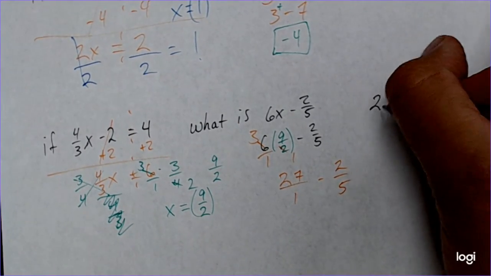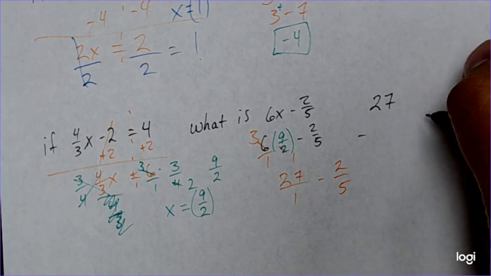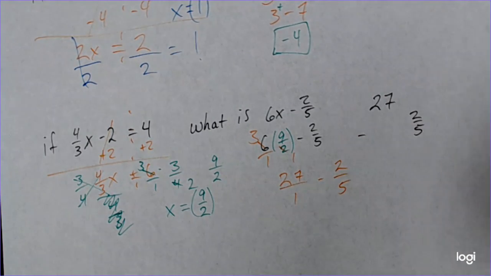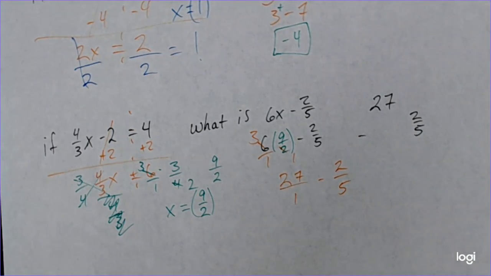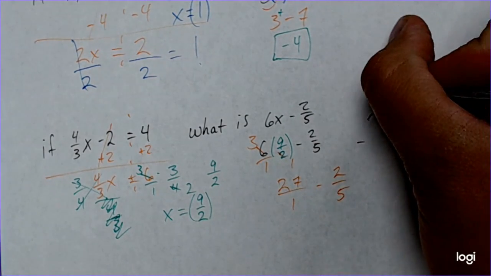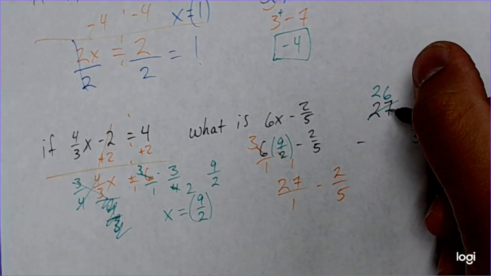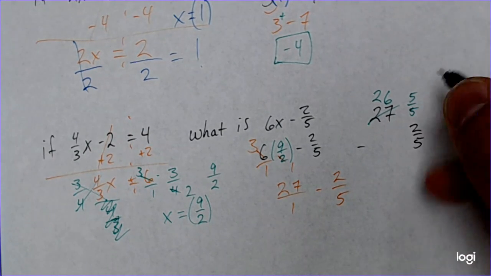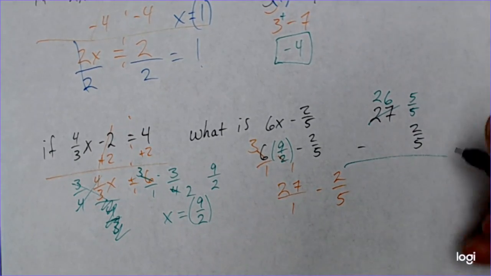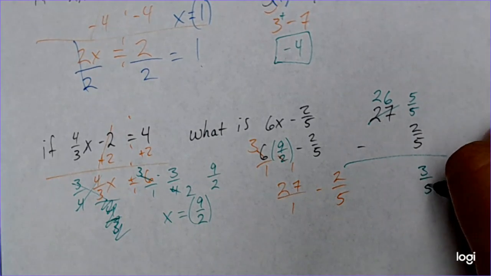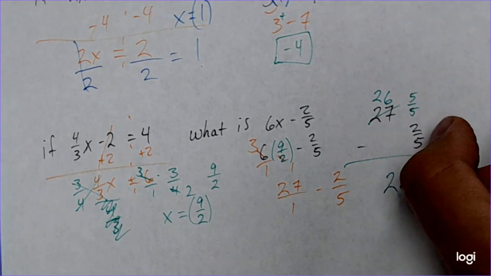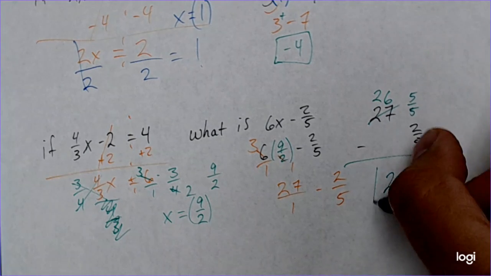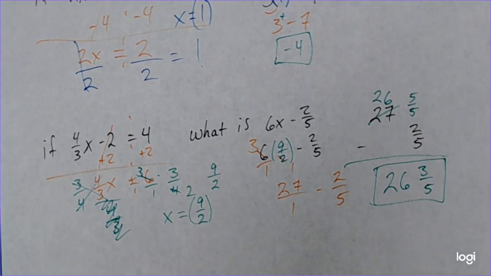So let's write this vertically. I have 27 minus 2 fifths. Okay, I'm going to regroup 27. That's going to become 26. And I'm going to take that 1 that I pulled out, and I'm going to turn that into 5 fifths. And now I can subtract 5 fifths minus 2 fifths gives me 3 fifths. 26 minus nothing is 26. My final answer, 26 and 3 fifths.